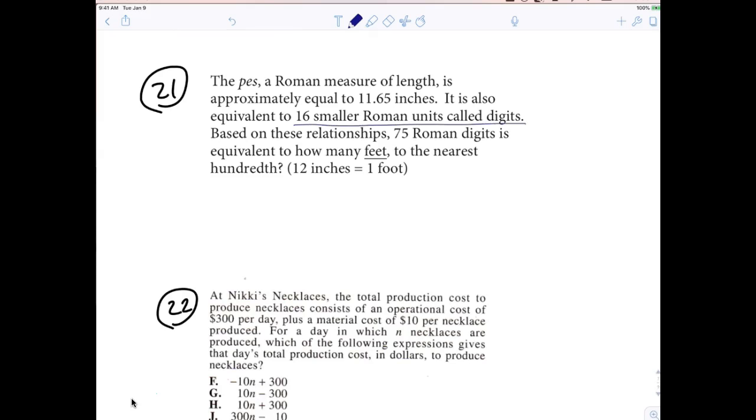So what I want you to do is write this down. One pes is equal to 11.65 inches, right? It is also equivalent to 16 smaller digits, right? So this is also equal to 16 digits. Does everybody agree with that? Write that out. Make sure I wrote that down properly.